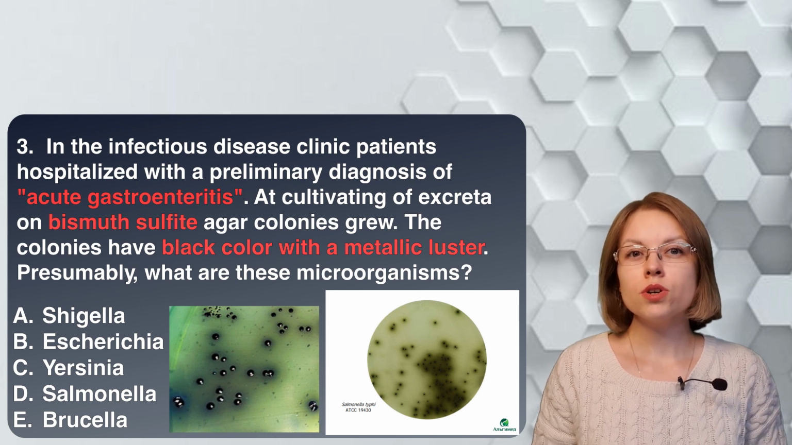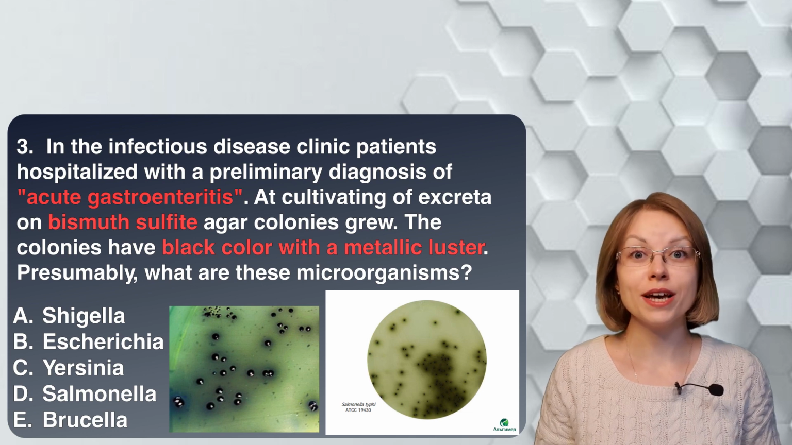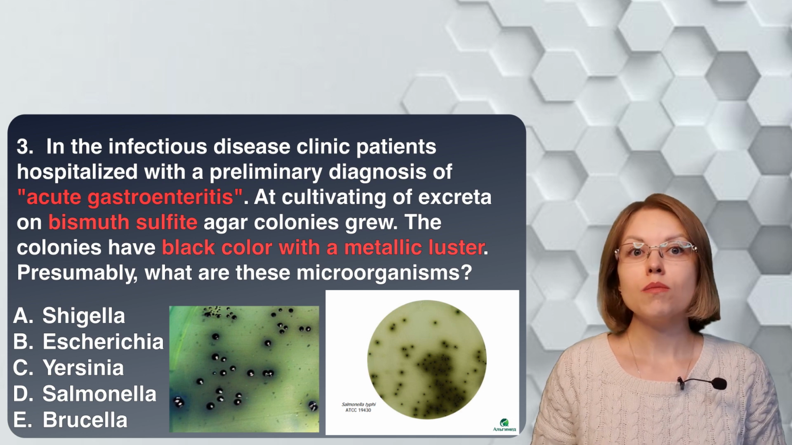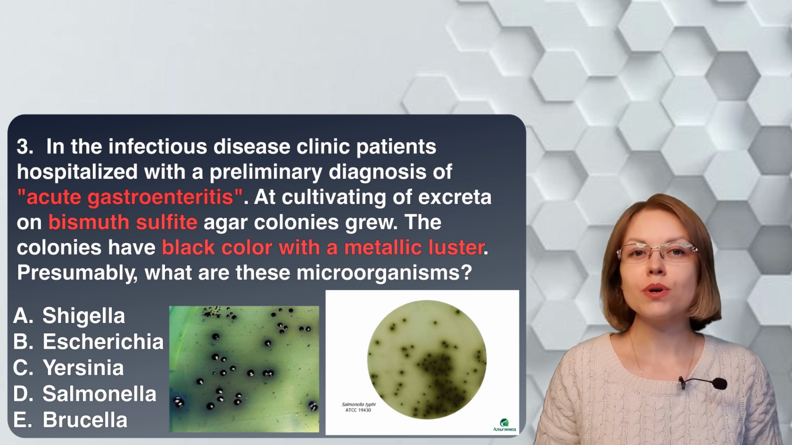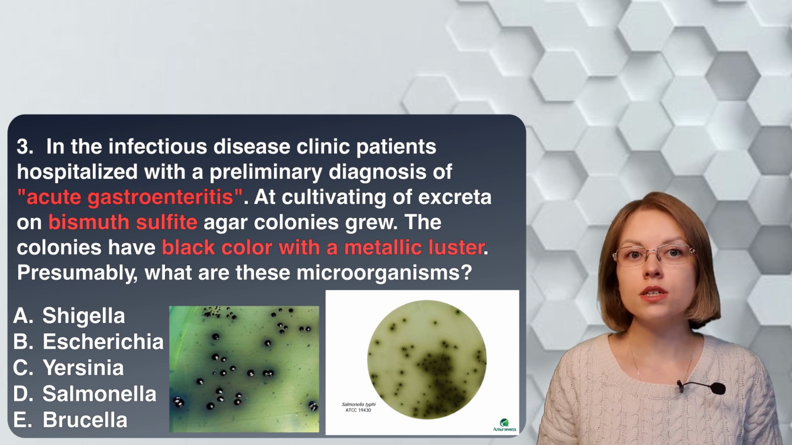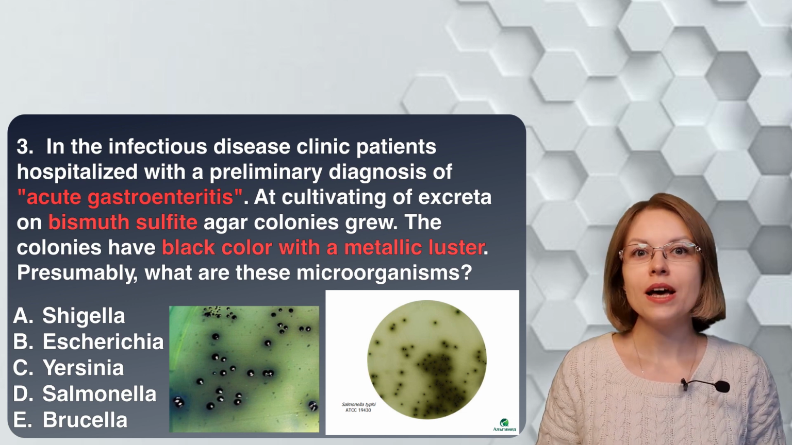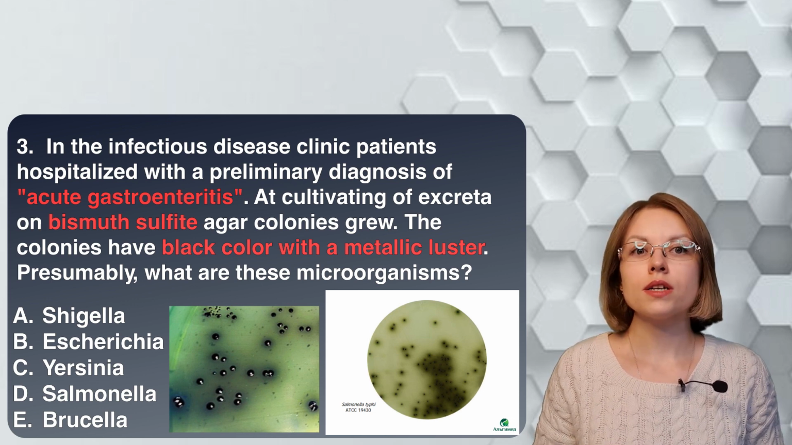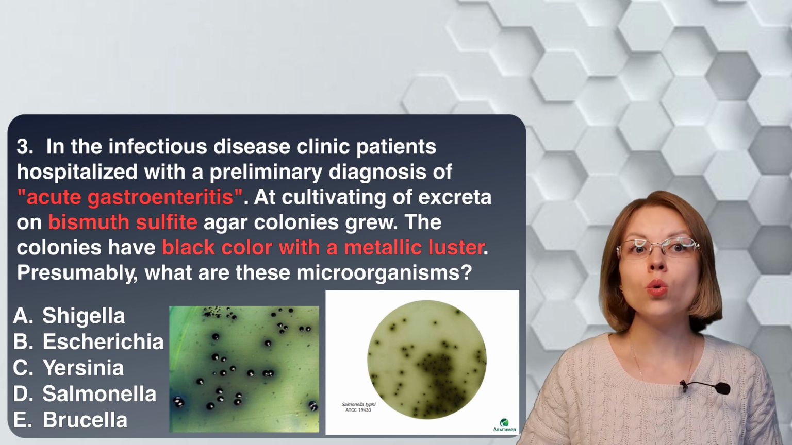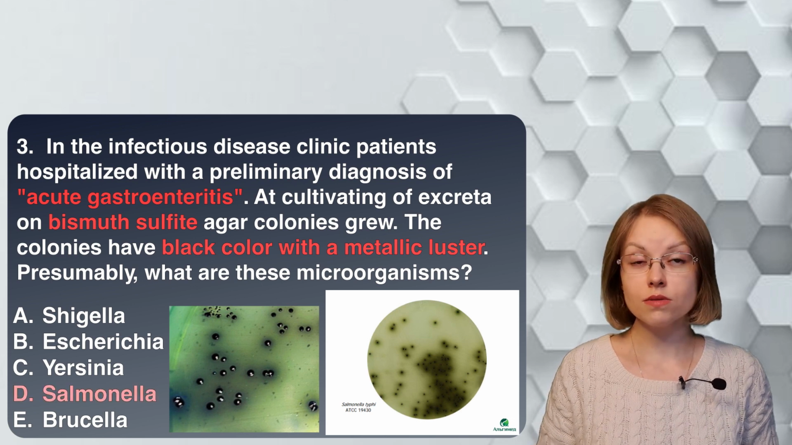The most common bacterial pathogens of acute gastroenteritis are Campylobacter or Salmonella, depending on the country. But the most important keyword in this test is the name of the nutrient medium, because bismuth sulfite agar is a differential diagnostic medium for Salmonella, only Salmonella. As a result of the reduction of bismuth, this gastroenteritis pathogen will grow in black colonies with a metallic sheen. Therefore, the correct answer is D.